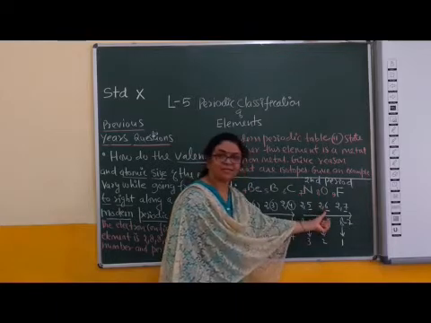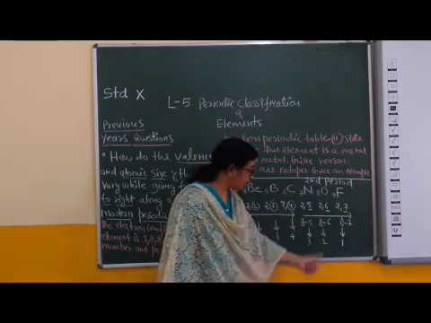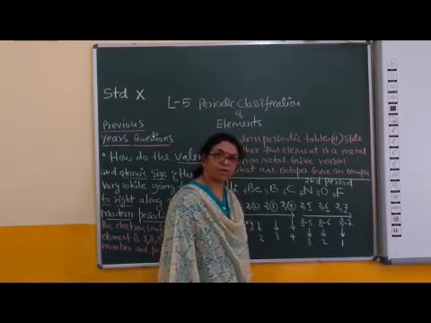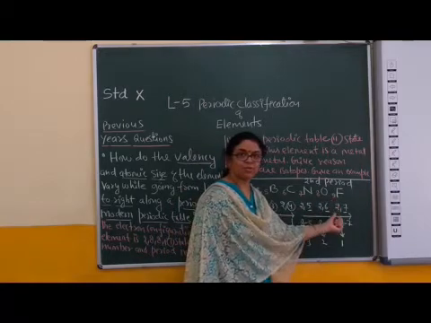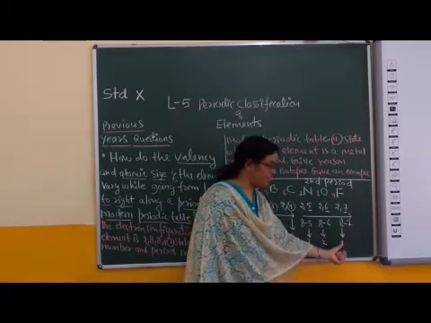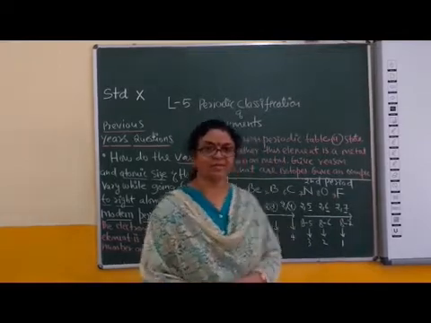Oxygen, 2,6. 6 valence electrons are present. 8 minus 6 is equal to 2. The combining tendency of oxygen is 2. Fluorine, 2,7. 8 minus 7 is equal to 1. Its combining capacity or tendency is 1.